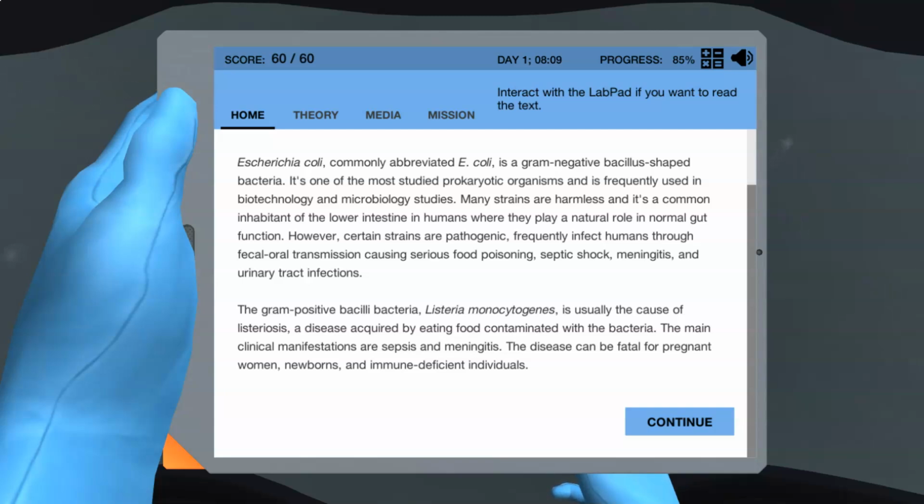However, certain strains are pathogenic, frequently infect humans through fecal-oral transmission causing serious food poisoning, septic shock, meningitis, and urinary tract infections. The gram-positive bacilli bacteria, Listeria monocytogenes, is usually the cause of listeriosis, a disease acquired by eating food contaminated with the bacteria. The main clinical manifestations are sepsis and meningitis. The disease can be fatal for pregnant women, newborns, and immune-deficient individuals.